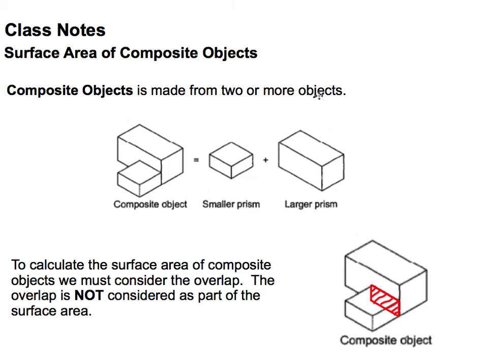Composite objects are made from 2 or more objects. So I have 2 rectangular prisms here. Notice the smaller rectangular prism and the larger, and when I put them together in any way, in this situation, this object down here, this little red box is the area of overlap. If I stick these two objects together and dip them in paint, that little red rectangle would never be covered in paint because it's stuck. It's the area where the two objects are stuck together. We're going to call that overlap. Overlap is never considered as part of the surface area.